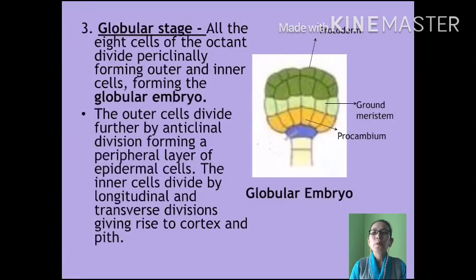So, after this proembryo stage, the next stage is called the globular stage. Now, this stage is formed by the division of the proembryo in different planes, and as a result of which we have the cells arranged in many layers. The outer layers of the cells are going to be dividing and differentiating into epidermis, whereas the inner cells are going to be differentiating into the ground tissues such as the cortex, the vascular tissues, and the pith.